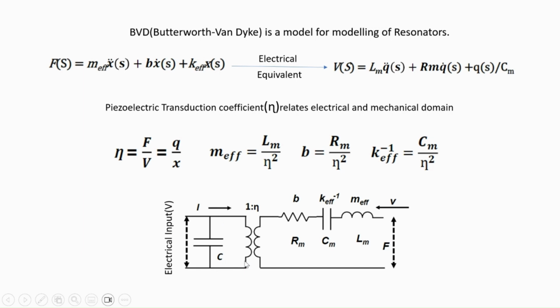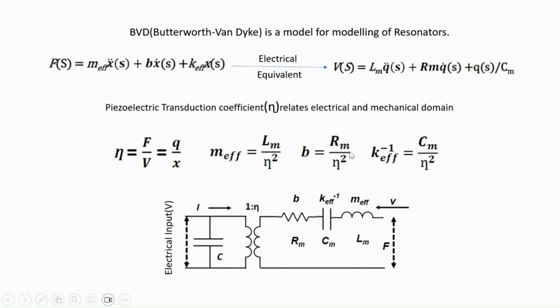And if you have motion, that part is called the transformer. So you're transforming your motional part into an electrical component part. So your B, you are actually making it an RM.